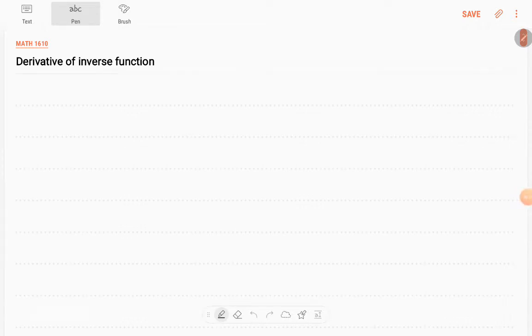Okay, we will look at the derivative of the inverse functions. Before that, let's recall what the inverse functions are. So we have a function f of x, and we denote its inverse function by f inverse. Okay, so here is the definition of the inverse functions.